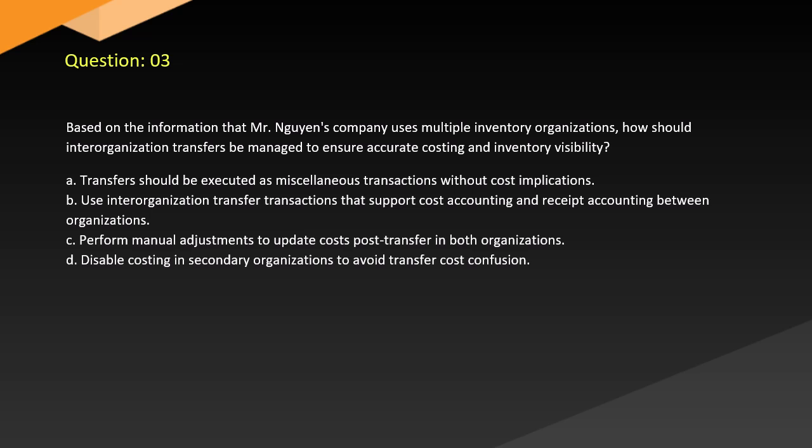A. Transfers should be executed as miscellaneous transactions without cost implications. B. Use interorganization transfer transactions that support cost accounting and receipt accounting between organizations. C. Perform manual adjustments to update costs post-transfer in both organizations. D. Disable costing in secondary organizations to avoid transfer cost confusion.